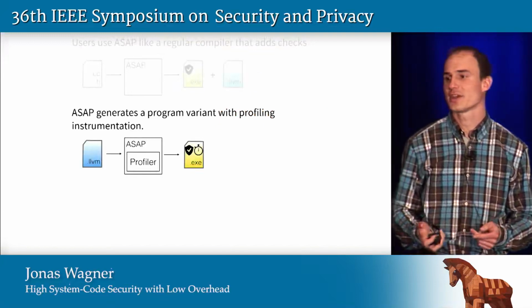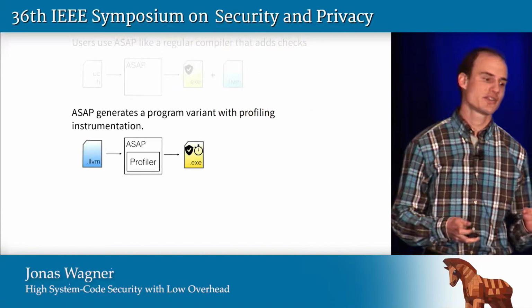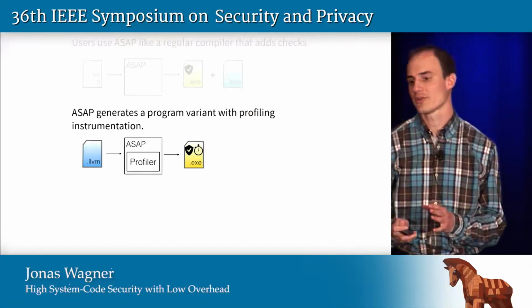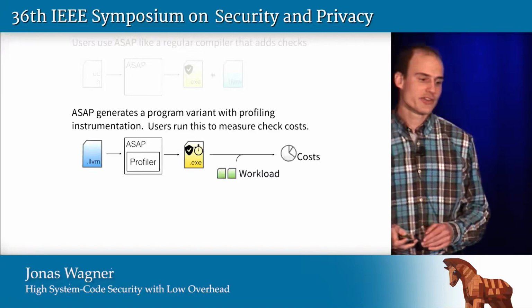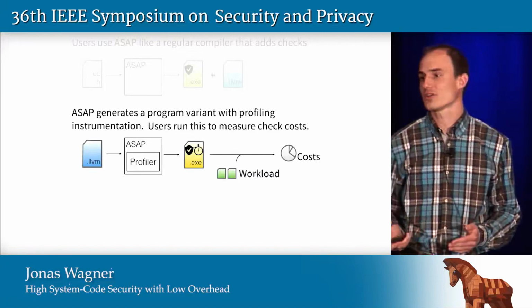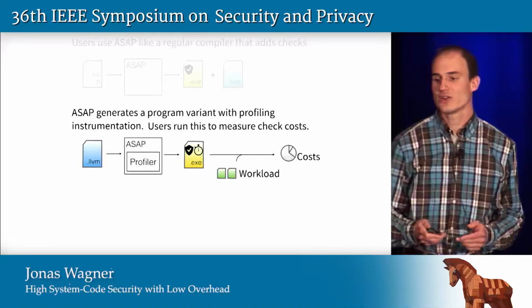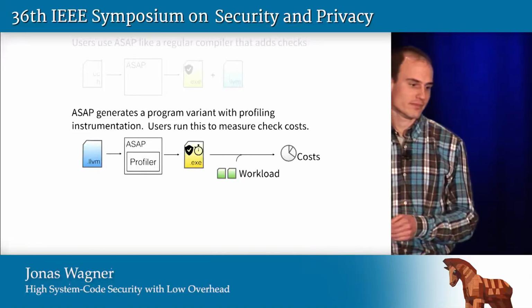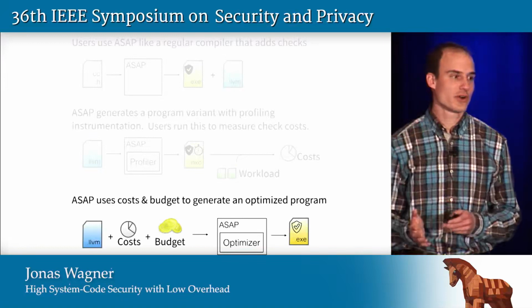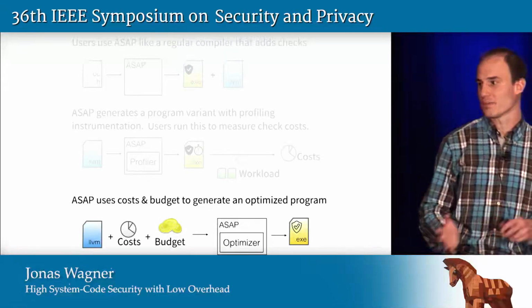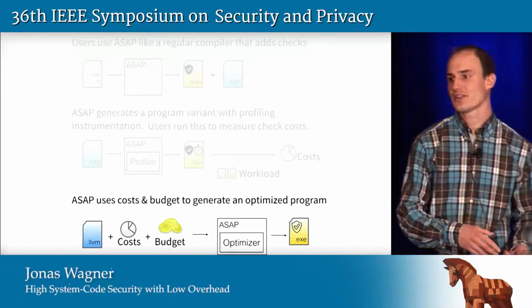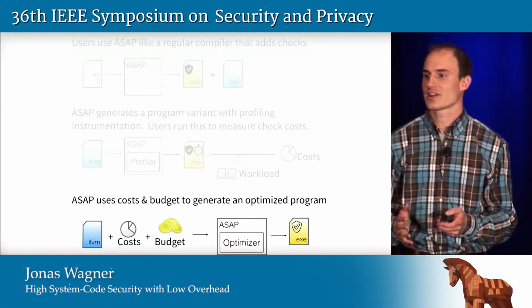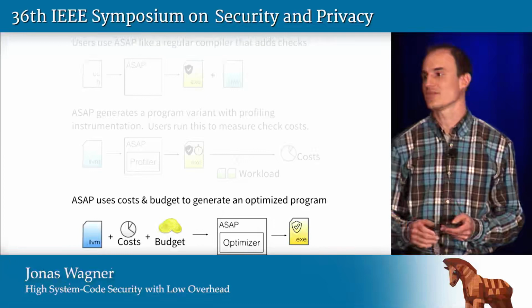So in a second step, the ASAP profiler generates an executable that contains extra code to measure performance. Users can run this executable against a workload of their choice. And when they do, it computes the cost of each of the sanity checks. ASAP uses this cost as well as the user-specified budget in order to generate an optimized program that contains just those checks that provide the most protection while fitting in the budget.